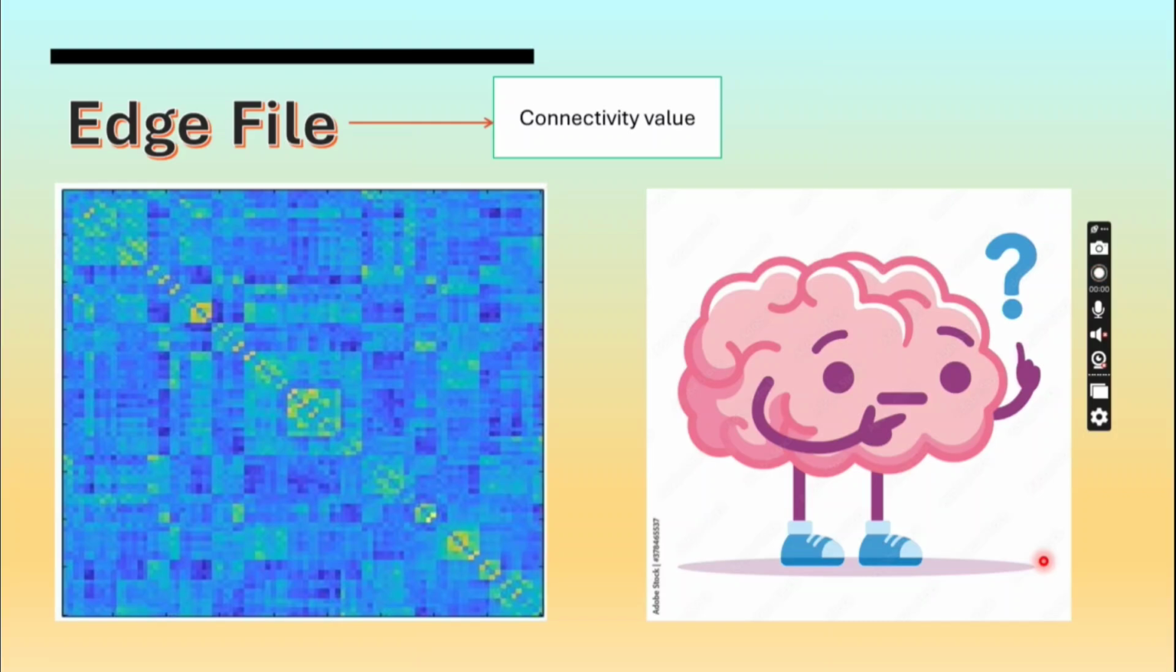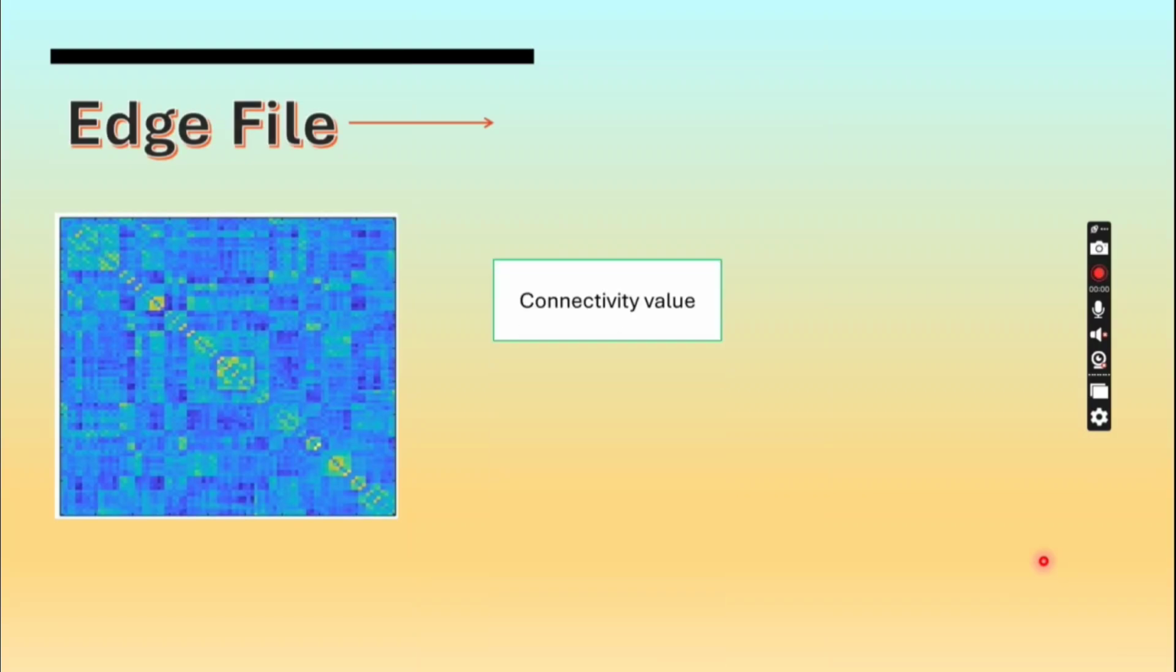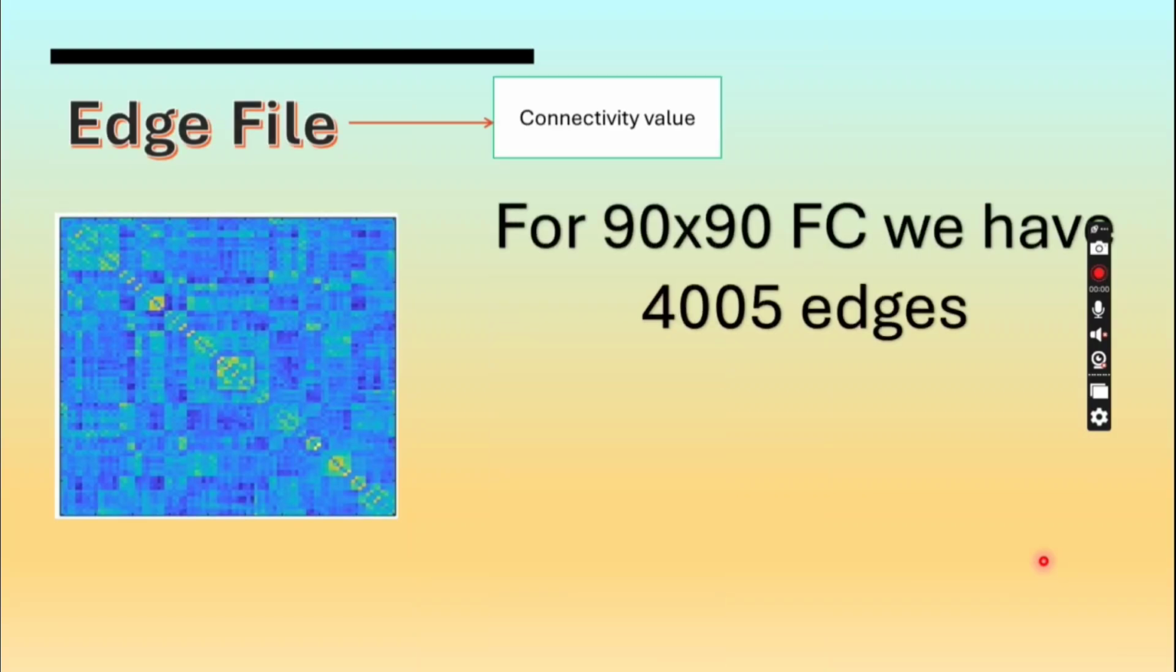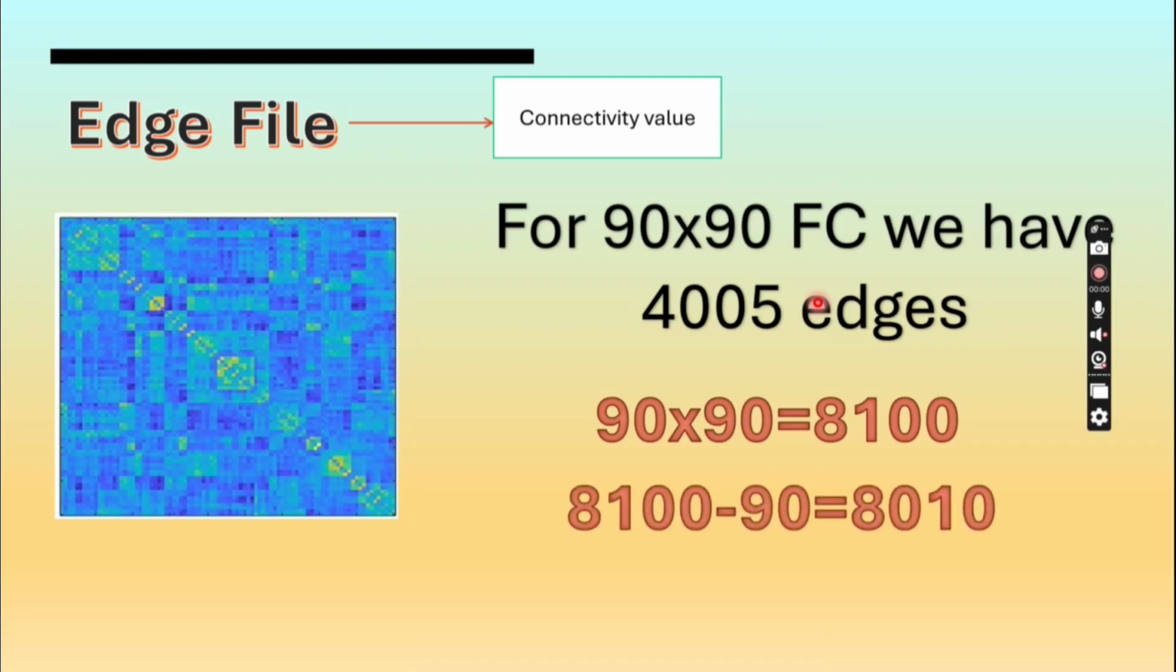But how do we know how many edges our FC has? The simple answer is, if we are using a 90 by 90 FC, the edges will be 4005. But how do we know that? First, you have to multiply 90 by 90. It will be 8100. Then you have to subtract 90 from this. Why are we subtracting 90?